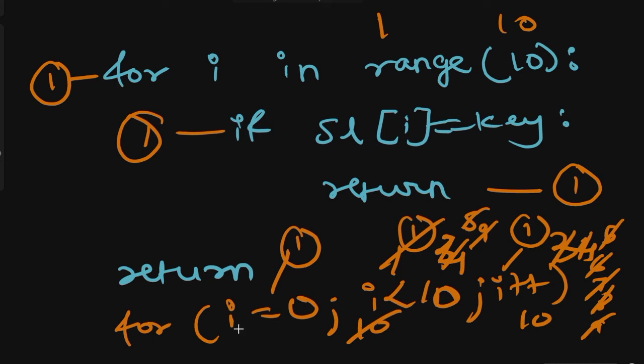So here basically i equal to 0 takes 1 unit of time, plus the condition check takes 10 units. Basically n was 10, so this takes 10 units. So let's just put n, and this does n plus 1 times.